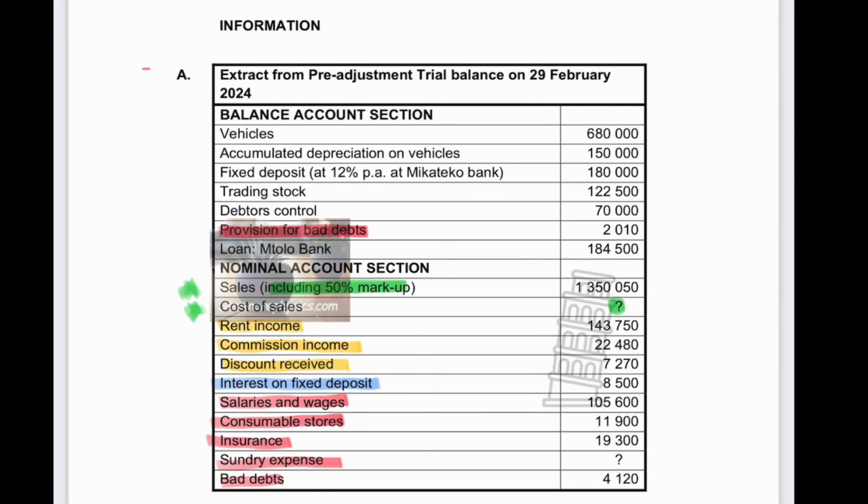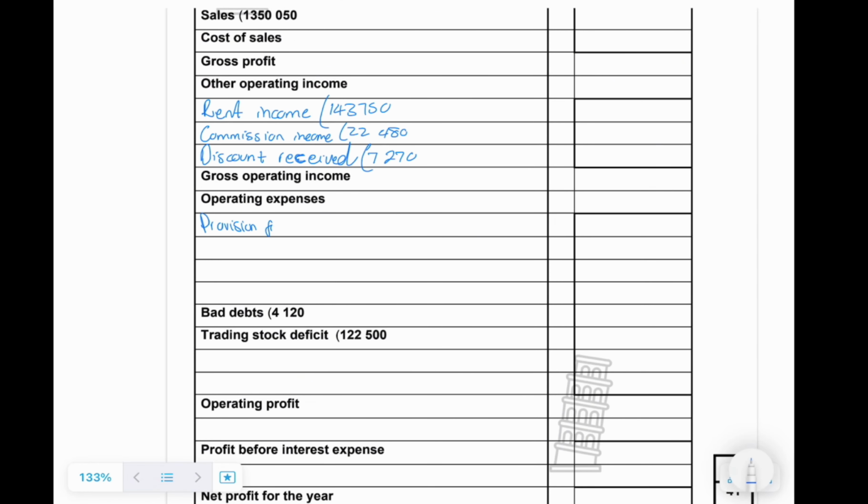So operating expenses are highlighted in red. First one is provision for bad debt. Second one is salaries and wages. Consumable stores for 11,900. Then we have insurance for 19,300. We have bad debts already. And then they gave us trading stock deficit. Then we have sundry expense.